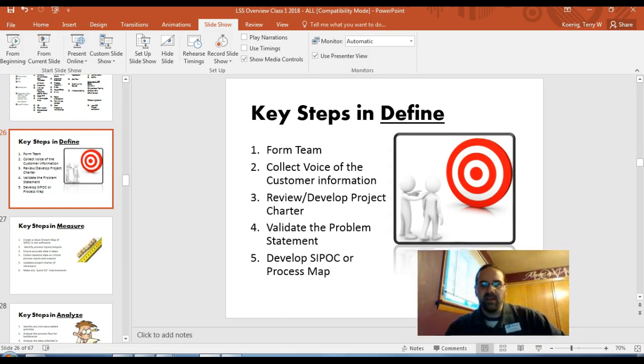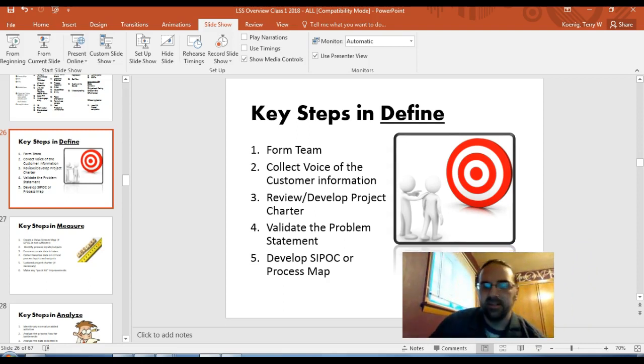All right, so define, measure, analyze, improve, and control. Steps in define: form a team, collect the voice of the customer, right? What do they want? Develop a project charter, validate a problem statement, develop a SIPOC or a process map. These are some pretty basic ones to start with, but you want to start with them. You don't want to overlook this. You want to be able to revert back to a project charter 6 months from now when you're still working on the project.